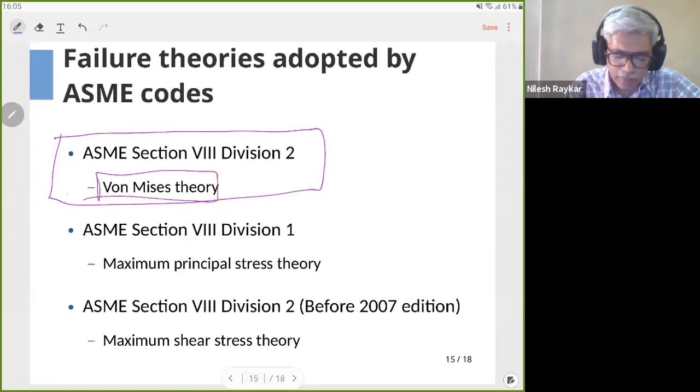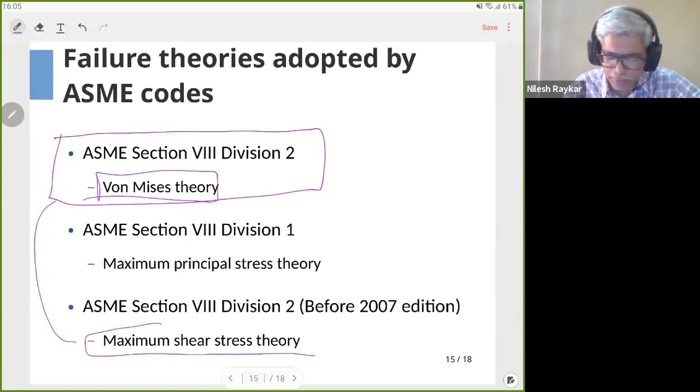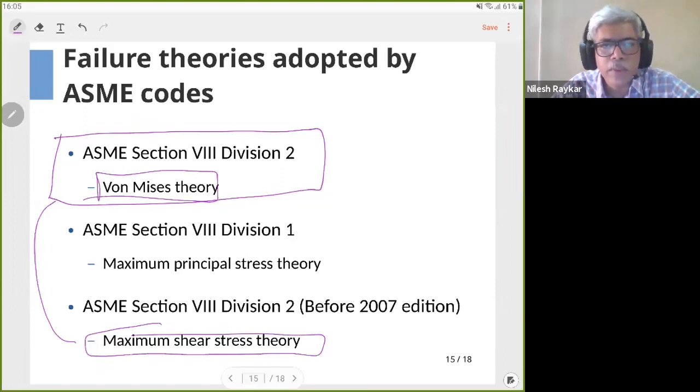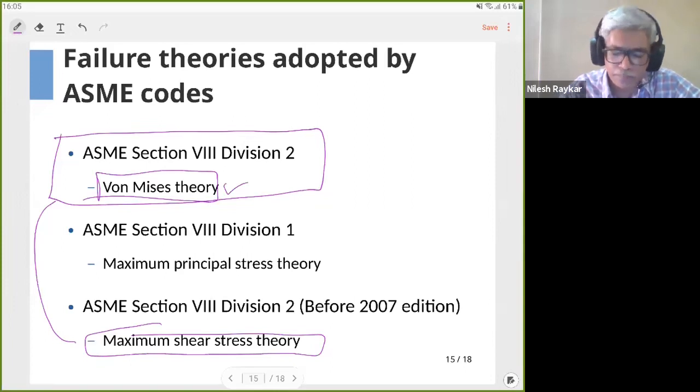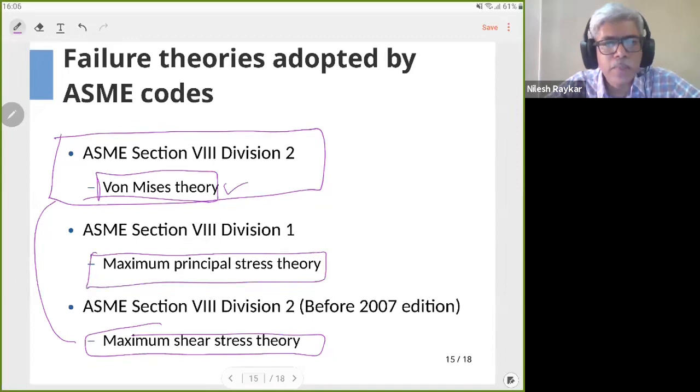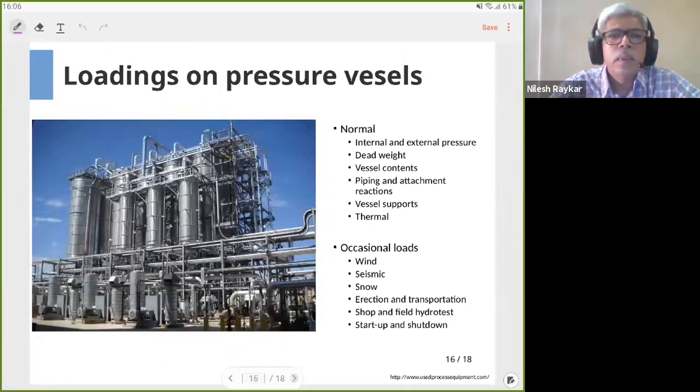A few years back, they were using the maximum shear stress theory. In order to make the design more optimum, they were getting competition from the European codes, which had already adopted von Mises theory of failure, and ASME followed that. The design by formula route still follows the maximum principal stress theory.